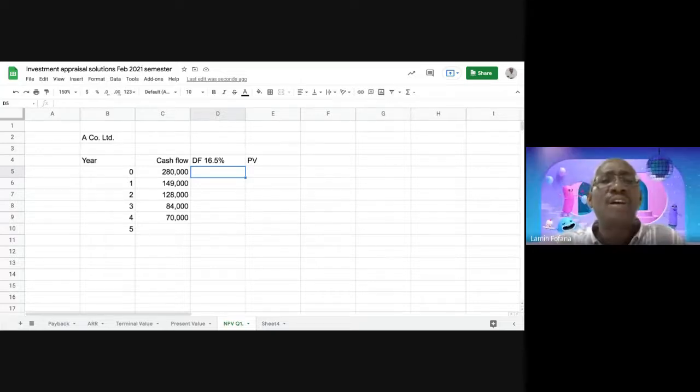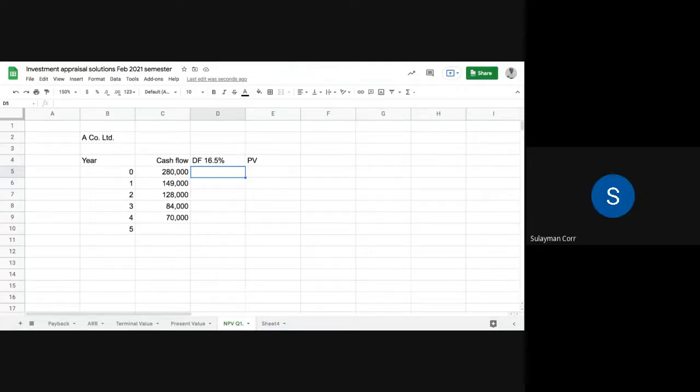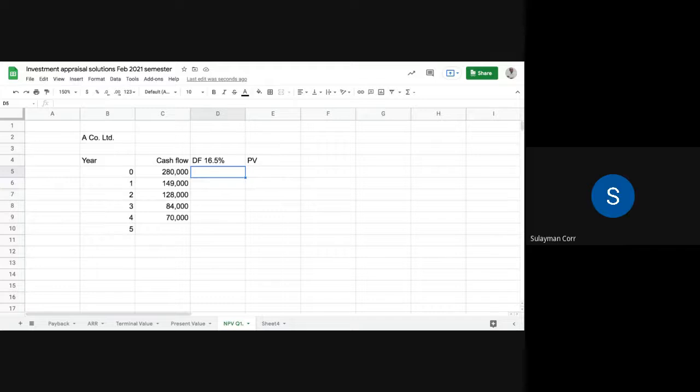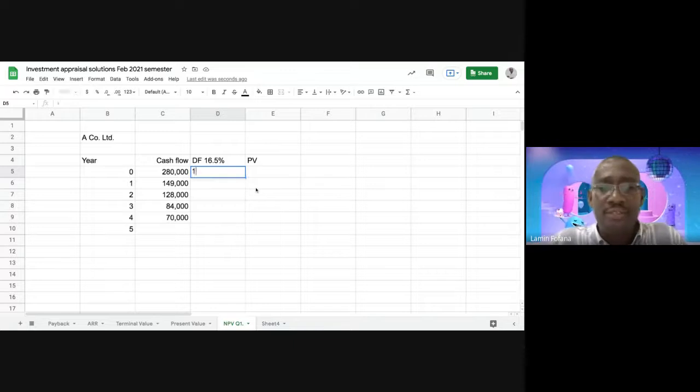The discount factor at 16.5% in year 0 is going to be how much? In year 0, what will be the discount factor? It should be 1. Should be 1, because any number multiplied by 1 is itself.